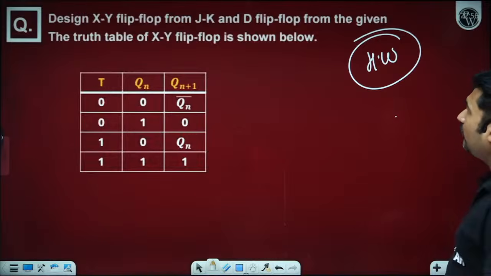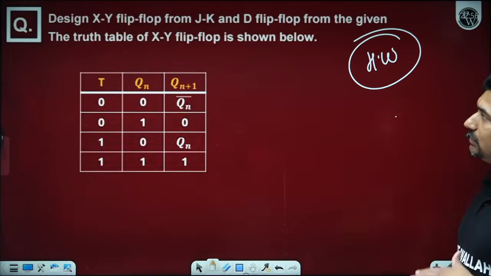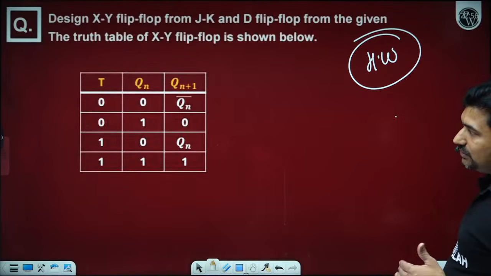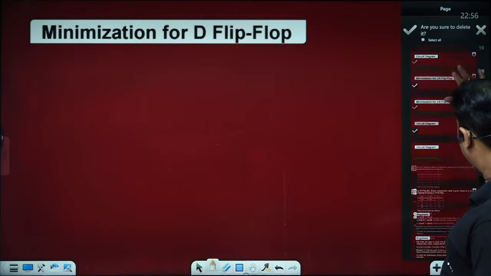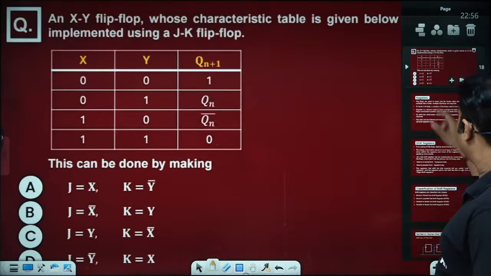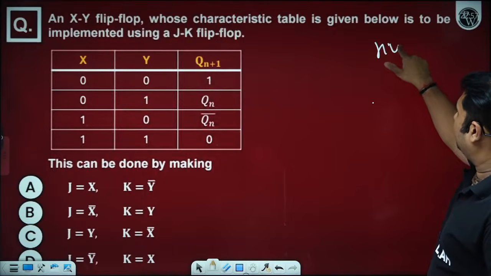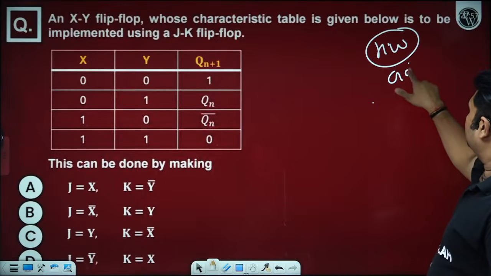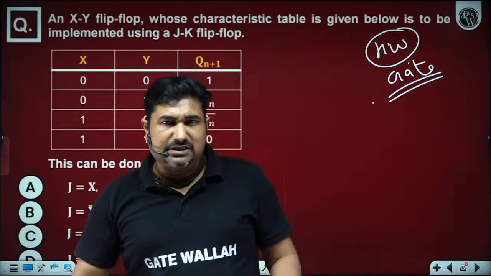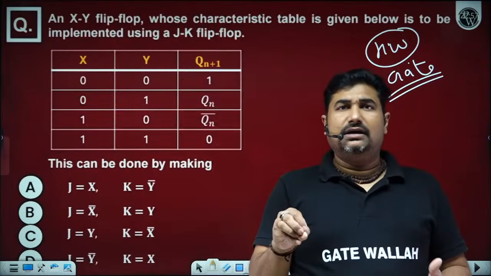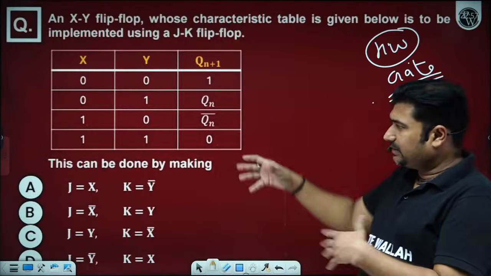I am giving one homework to you where you need to design an XY flip-flop from both JK and D. The given truth table of the JK flip-flop is Qn bar, 0, Qn, 1. How many of you are able to understand up to this part? This is a GATE question. So you can practice on this question as well. You can just stop the video, take a 2-minute pause and try to solve it.